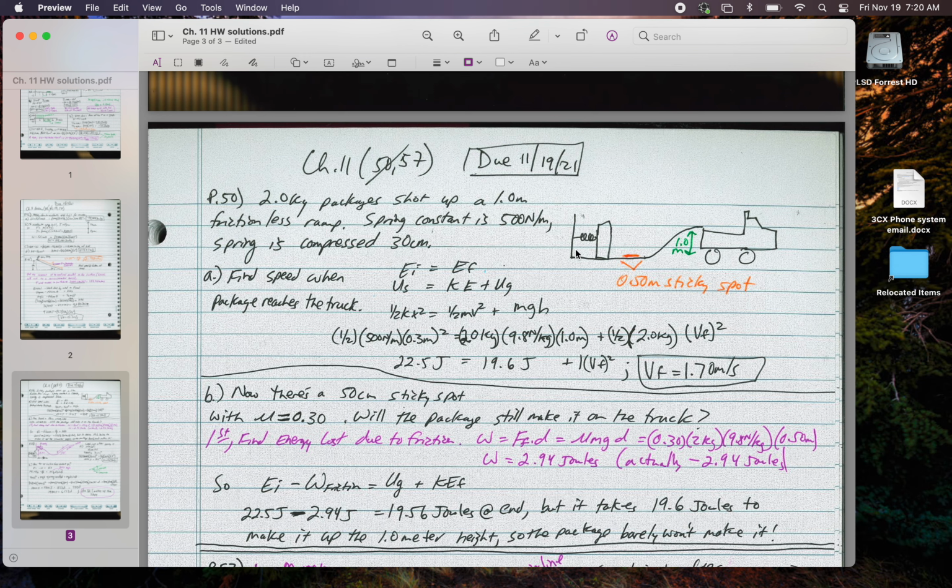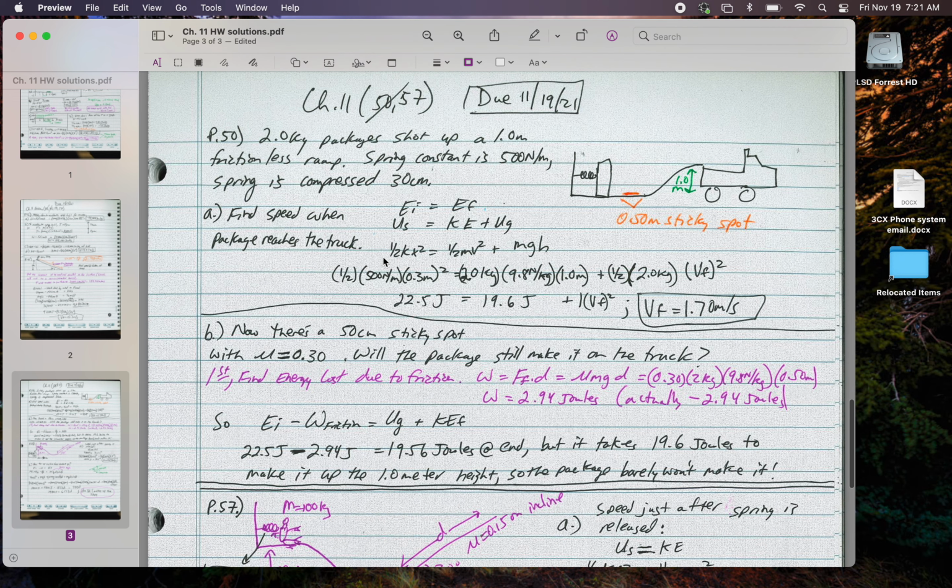A 2 kilogram package is shot up a 1 meter frictionless ramp, that's 1 meter vertically. It's basically designed to load this truck automatically. Find the speed when the package reaches the truck. Right now, you start out with spring energy, but you end up with both gravitational potential and kinetic energy, and it's going around 1.7 meters per second.